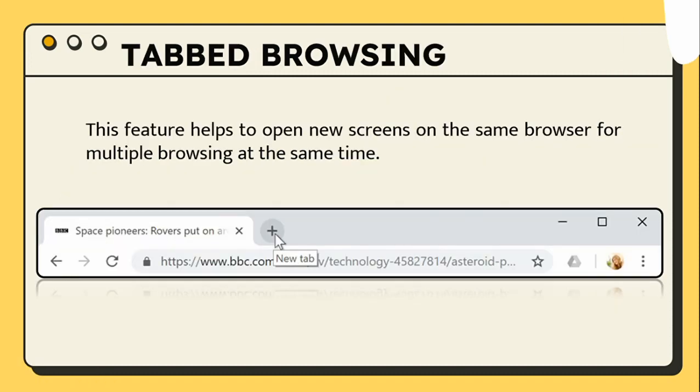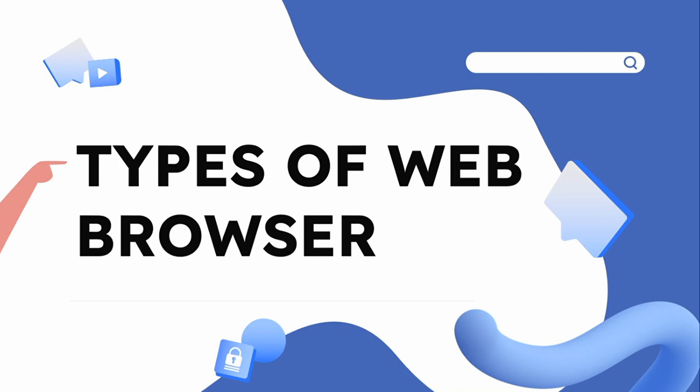Next is tab browsing. This feature helps to open new screens on the same browser for multiple browsing at the same time. So if you want to visit another site, just click this plus button, which represents a new tab. The functions of all web browsers are the same. However, we have many different types of web browsers that have specific features to offer.